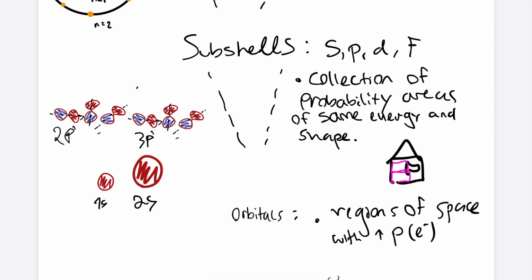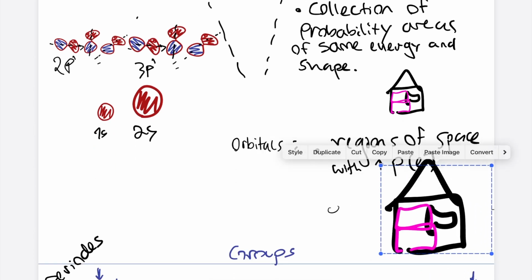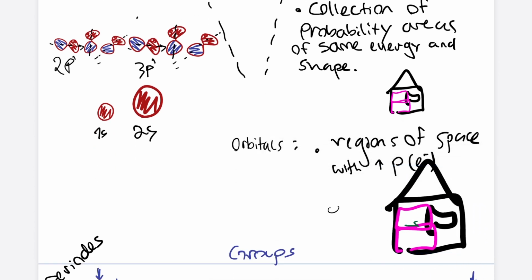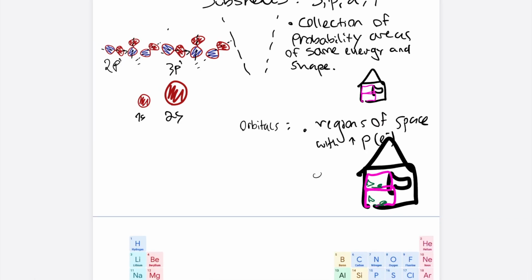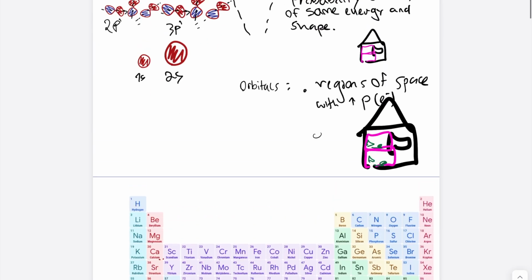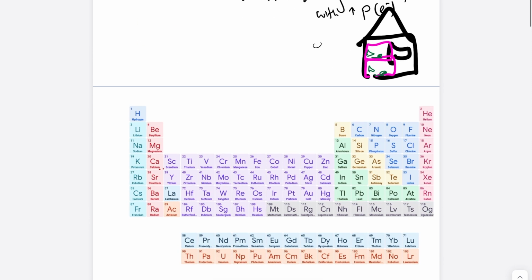Now, orbitals. Orbitals are what the subshells are composed of, and I like to think of them as the furniture within those little rooms. That's how I like to think about it. Now, but how are these actually filled in? Let's talk a little bit in depth about the subshells and a quick periodicity recap.